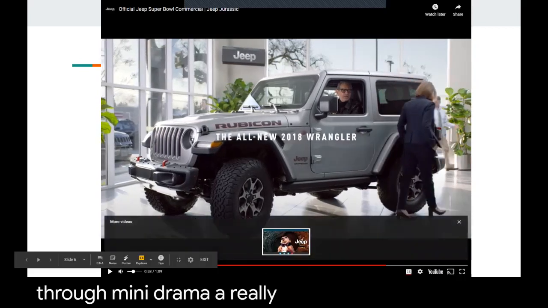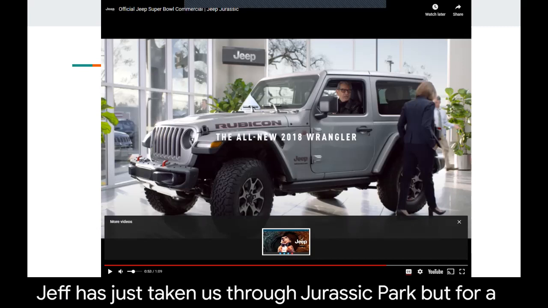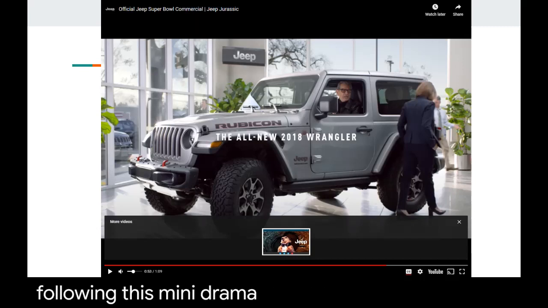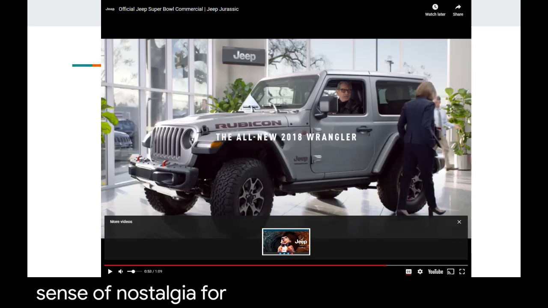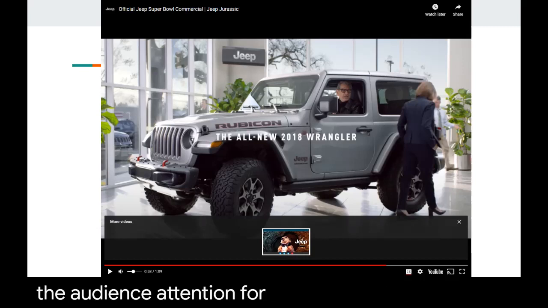So, really, in the matter of a minute, Jeff has just taken us through Jurassic Park, but for a Jeep commercial. And so you can see that we are following this mini drama of whether or not he's going to beat the T Rex in his Jeep. It brings us a sense of nostalgia for the movies. It is its own sense of drama and conflict. And we want to see what happens to him in the end. And so all of these things helped hold the audience attention for a full minute.